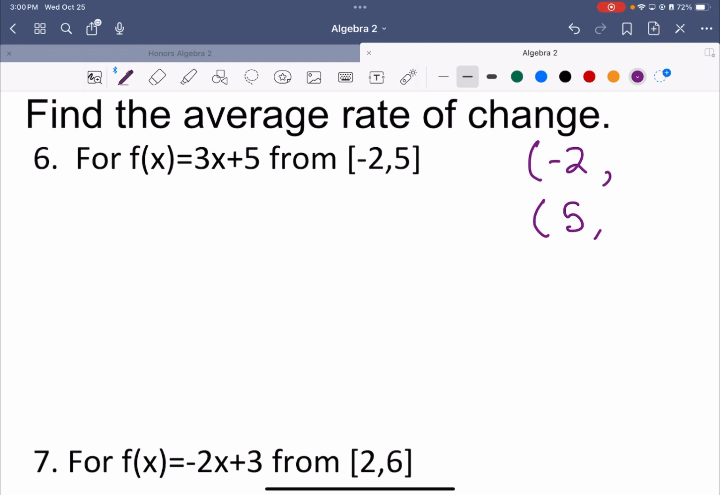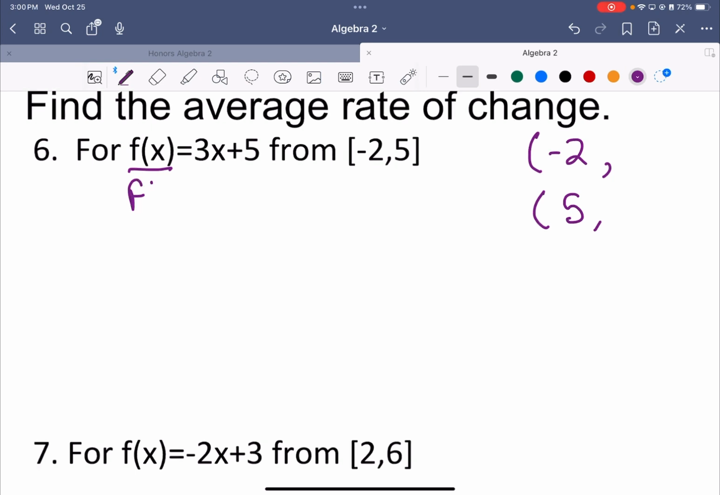Well, if I know my input is my x value, I can change this from f of x. Now I have an input to put in there. I've got 2 of them. If I find f of negative 2, that's going to give me my y value at negative 2. So anywhere we see an x in the problem, we replace it with negative 2 inside parentheses.